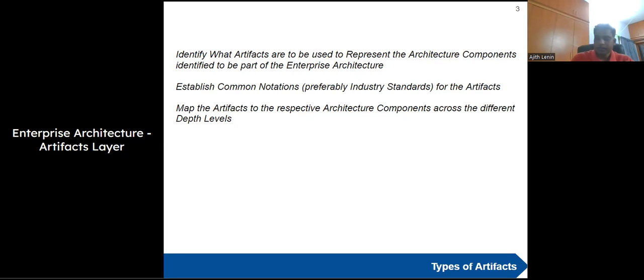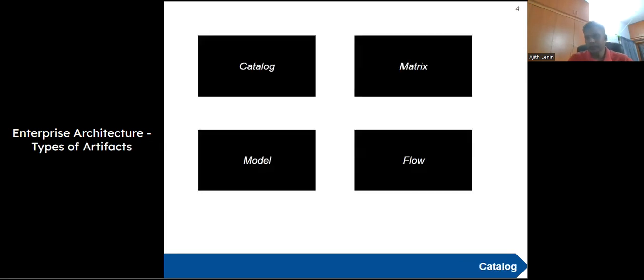Right? So let's look at what types of artifacts we can use. I would broadly define the artifacts into four different categories or types of artifacts. So first is the catalog, then matrix, model, and flow. We'll look at each one of them in a little bit of detail, right? So let's start with catalog.